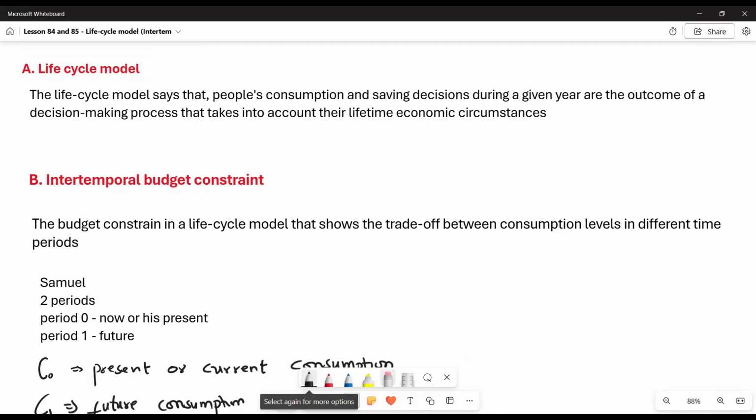Hi, welcome back. In our previous lesson, we looked at practice questions on equivalent and compensating variations. Today, we'll be moving on to the life cycle model.